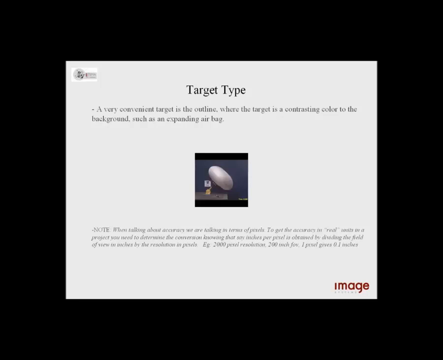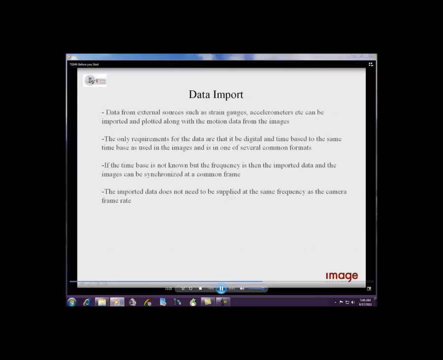When talking about accuracy, we can quote this in pixels, but for a specific project this has to be converted into real units by dividing the field of view by the number of pixels in the sensor which produced that field of view. The software can produce graphs and spreadsheets documenting the position, velocity and acceleration of the objects.